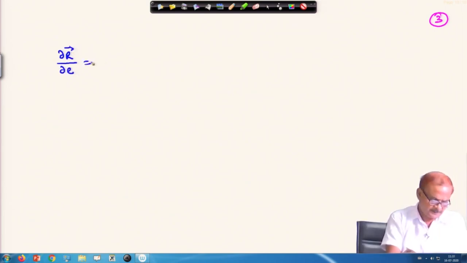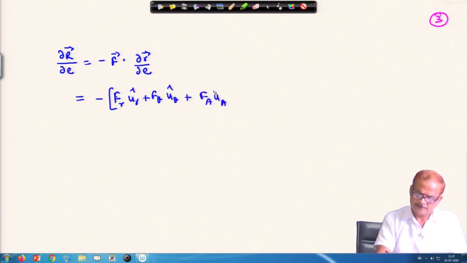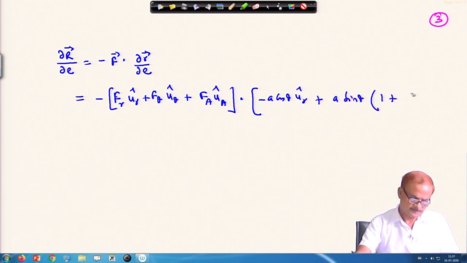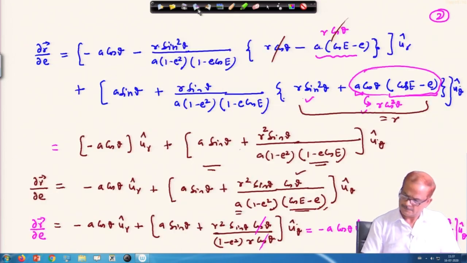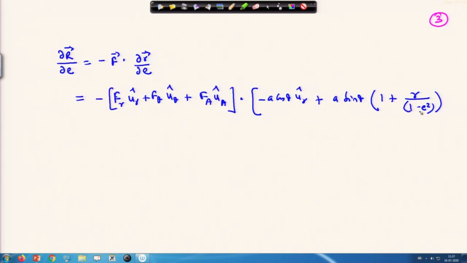And therefore, dou r by dou e can be written as minus f dot, f theta times u theta cap and f a times u a cap, dot dou r by dou e, which is minus a cos theta u r cap plus a sin theta. Here sin theta we are taking outside the bracket and writing it this way, 1 plus r by 1 minus a square, u theta.